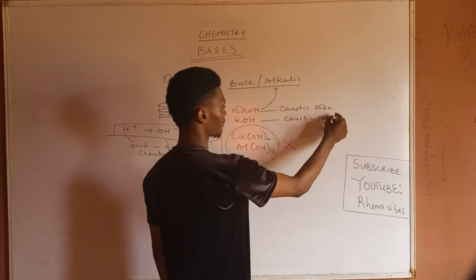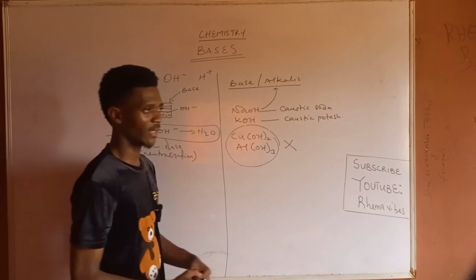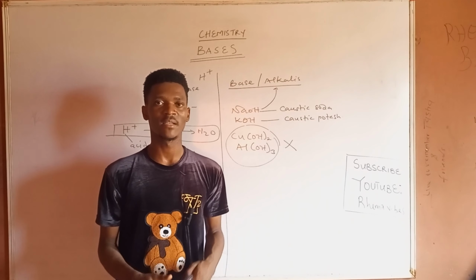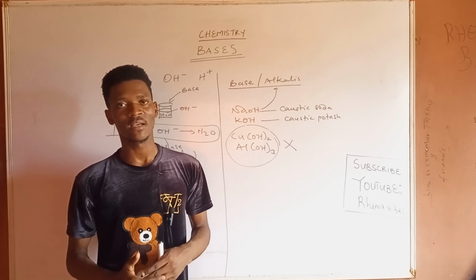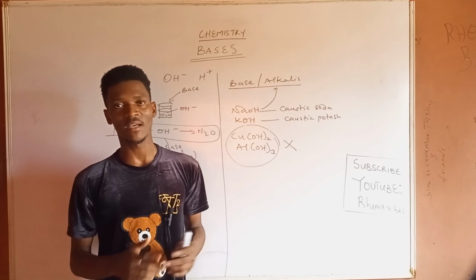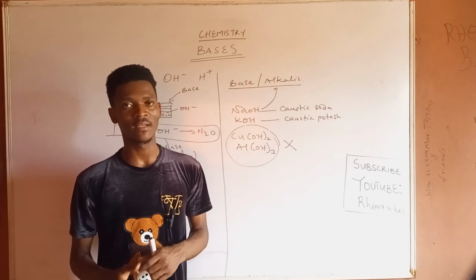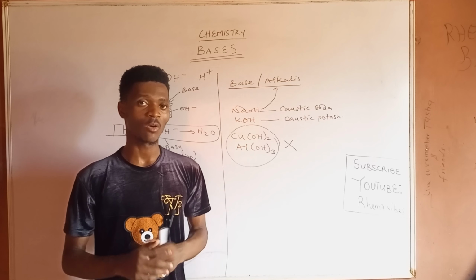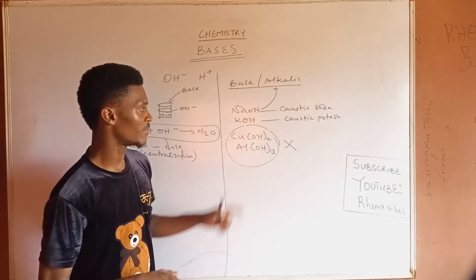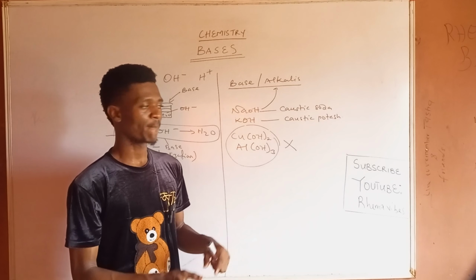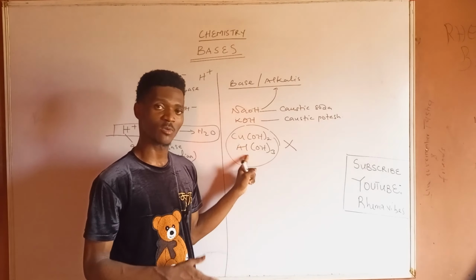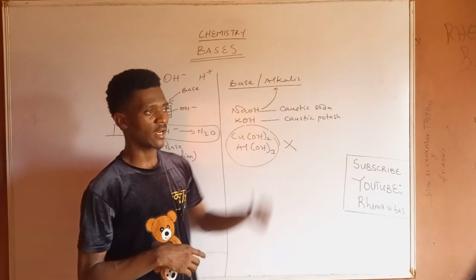All right, so they are the soluble basic hydroxides and they are alkalis. So in simple terms, all alkalis are bases, meaning these two are bases, but not all bases are alkalis. In the case of these ones, these are bases, but they are not alkalis.